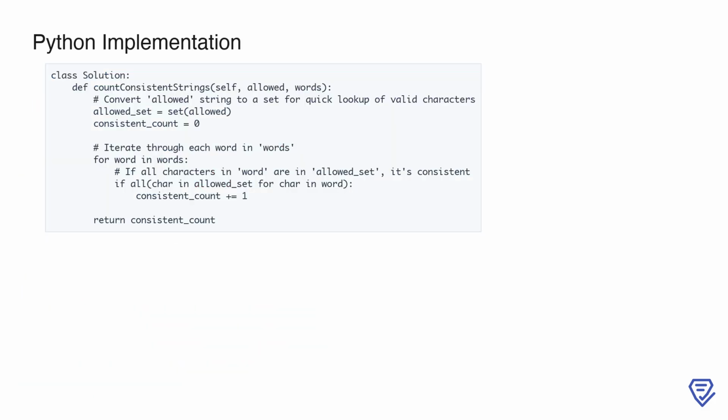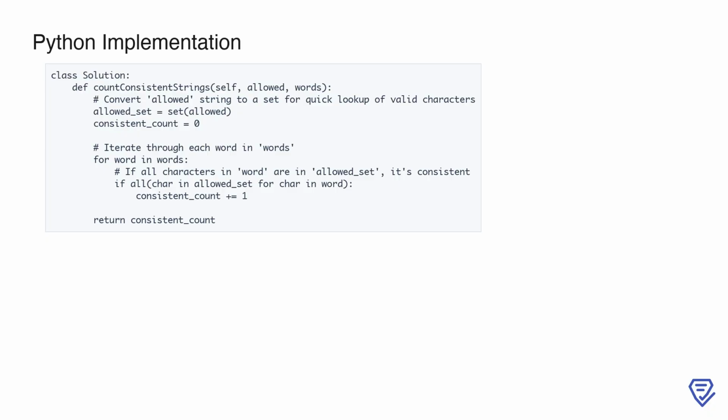This Python implementation solves LeetCode problem number 1684, Count the Number of Consistent Strings. The function count_consistent_strings determines how many strings in the words list are consistent with the allowed string. A consistent string contains only characters from allowed.